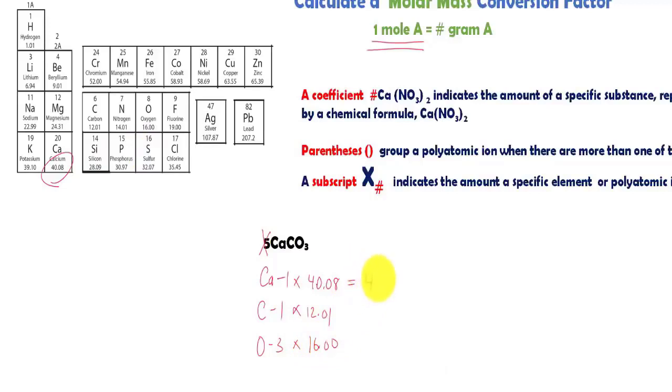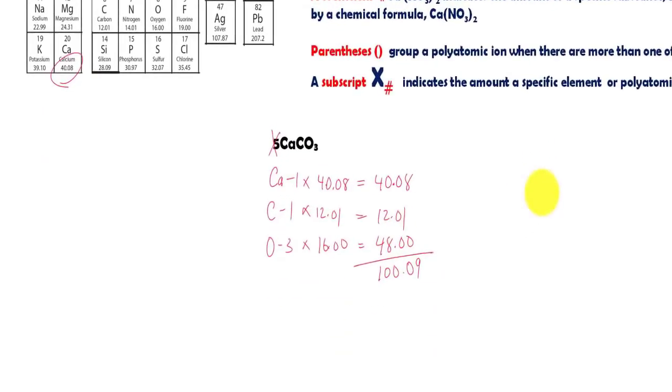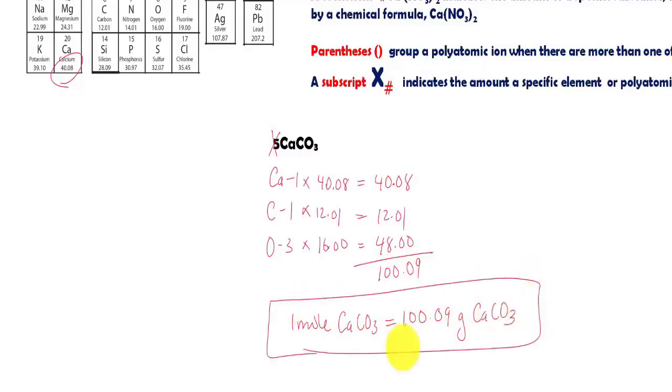And let's calculate the total mass. Here we have calcium. The total mass of calcium in this substance is 40.08, for carbon it is 12.01, and for oxygen it is 48.00 because there are 3 of it. We add them together and we have 100.09. To express this as a molar mass, we have 1 mole of CaCO3 equal to 100.09 grams of CaCO3. And there you go. That is our molar mass.